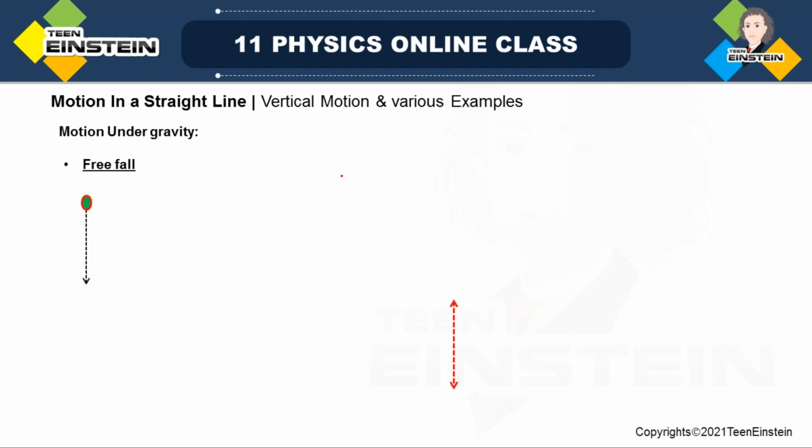In vertical motion, we know you have an object, suppose, and you drop it. There are a few things you need to note: if this object is just left from a certain height, it will fall under gravity. Gravity means it will experience an acceleration due to gravity, denoted by g. And you need to know that the acceleration due to gravity is always acting downward.